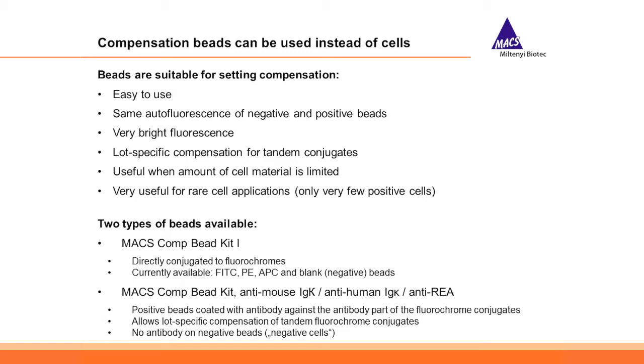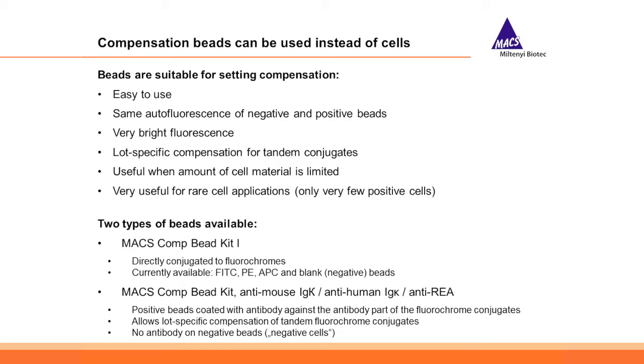And then we have this MaxComp bead kit 2. And these beads, they don't have the direct fluorochrome on. They are conjugated to antibodies that are able to capture your staining antibody. For example, we have one that can capture mouse antibodies and targeting the Ig kappa chain. So this is one of the light chains. Then we have one against antibodies derived from humans, so for engineered antibodies. And we have this anti-REA antibodies.